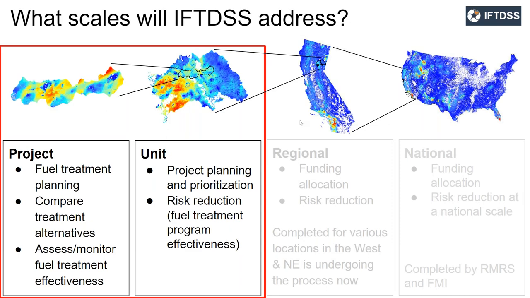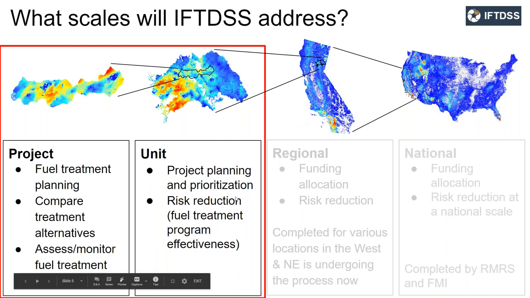So what scales does IFTDSS address? This is an important factor and question we get frequently. Our current maximum landscape size that a user can request is 3.5 million acres. It's really pulling close to a 5 million acre landscape at that point because we're automatically buffering the landscape to allow for the burn probability model to read information outside of your landscape boundary. It's really intended more for the project or unit level scale, which generally coincides with acreages such as those.